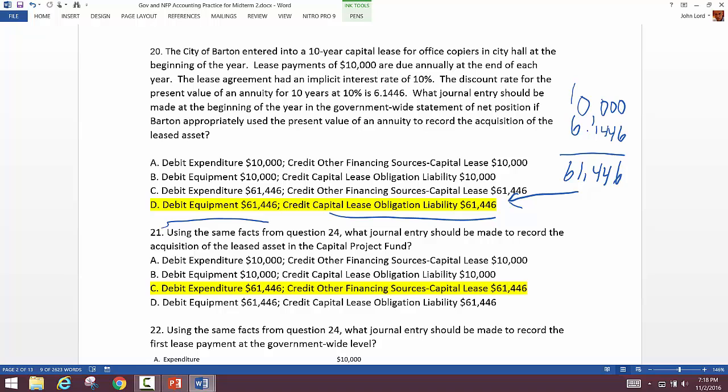Okay. Now, if we're in the capital project fund, then when we purchase equipment, we debit expenditure, we issue long-term debt, we credit other financing sources, right? What happens when we make the first lease payment? Government-wide, how much are we supposed to pay? $10,000 annually? Make the first lease payment government-wide.